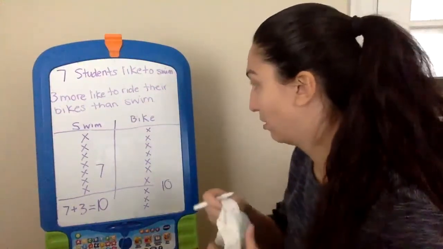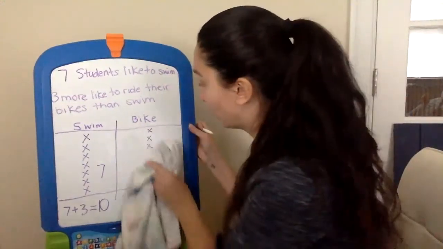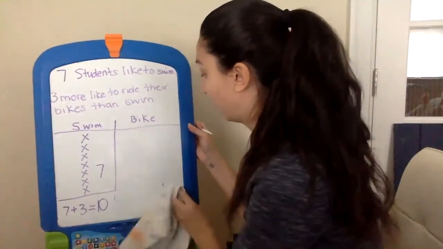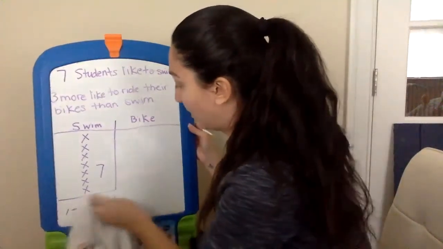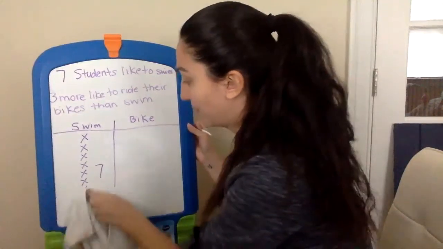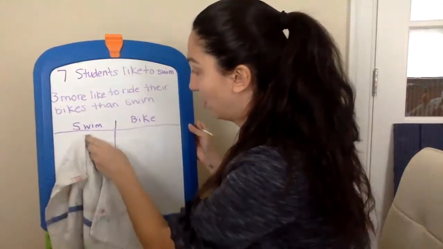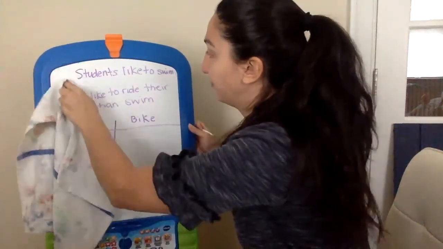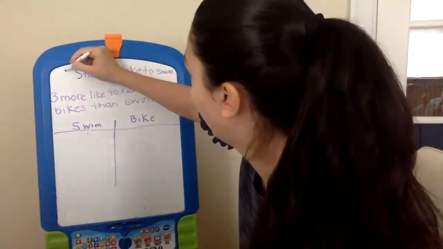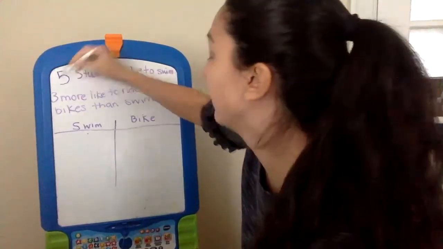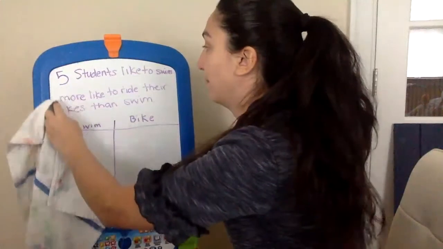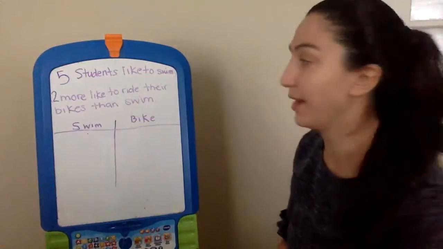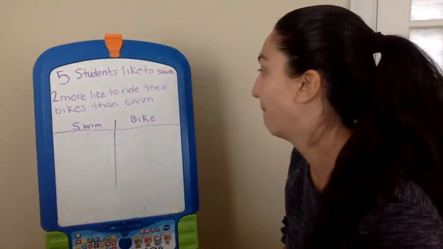Okay, let's do another one. So we're going to stick with just the same thing with swimming and riding their bike. And I'm going to say 5 students like to swim. 2 more like to ride their bike than swim.